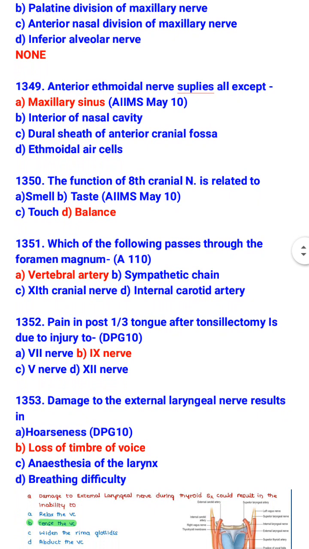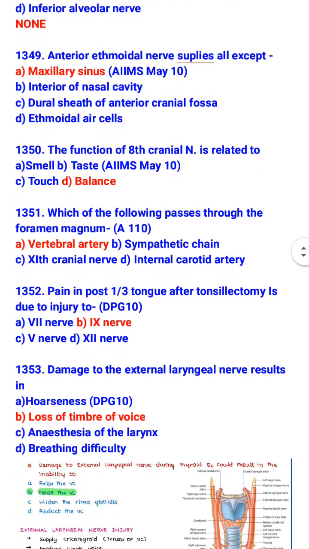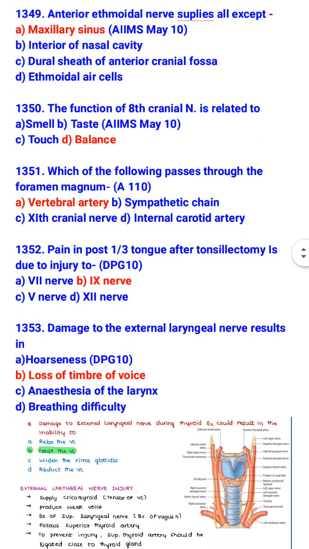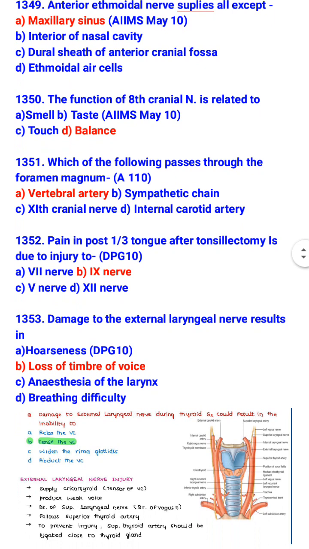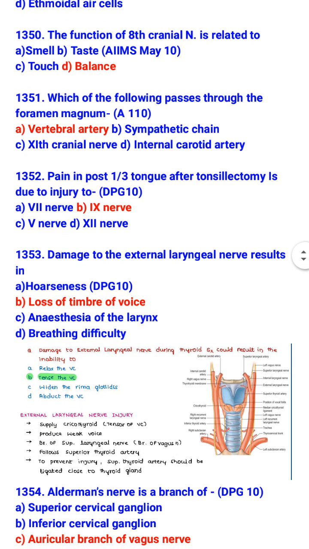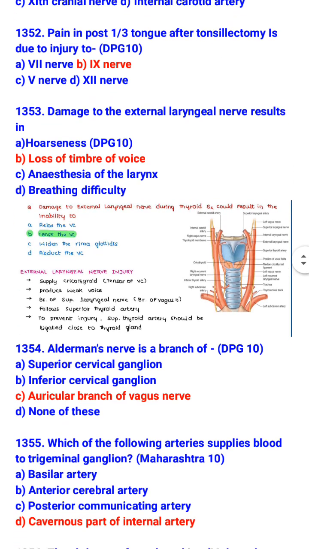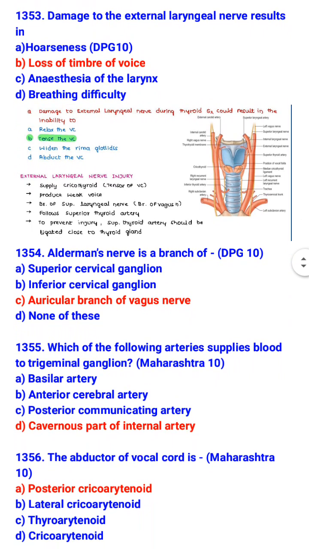Which of the following passes through the foramen magnum? Vertebral artery. Pain in the posterior 1/3 tongue after tonsillectomy is due to injury of ninth nerve. Damage to the external laryngeal nerve results in loss of timbre of voice. Alderman's nerve is a branch of auricular branch of vagus nerve.